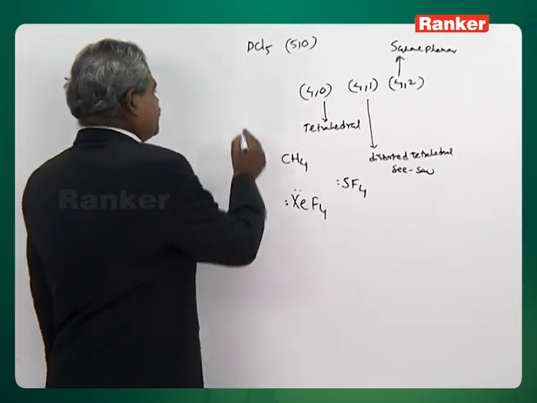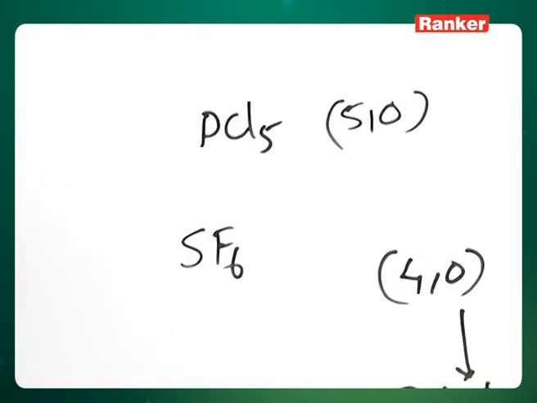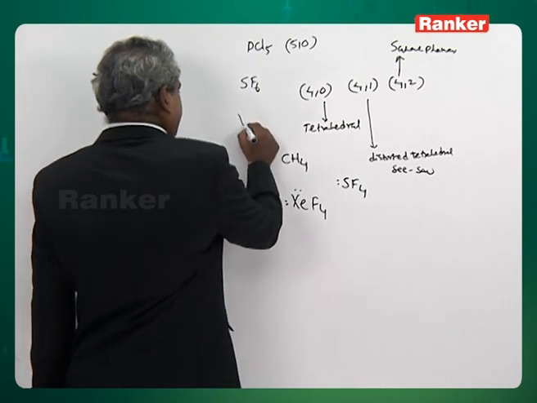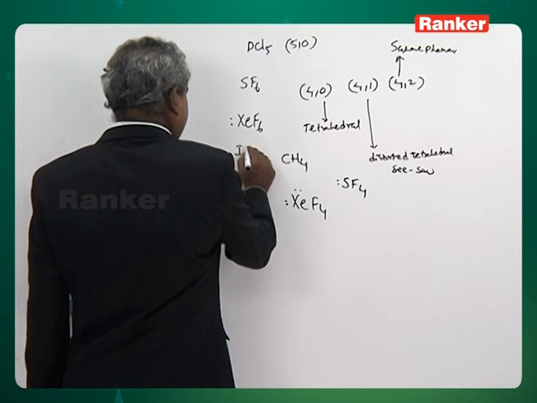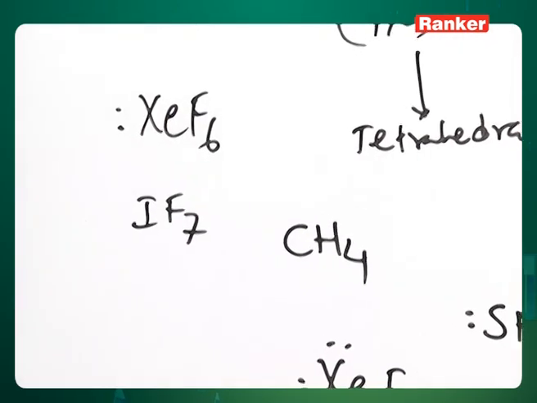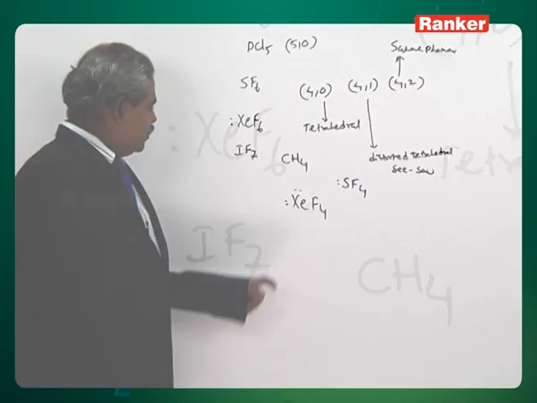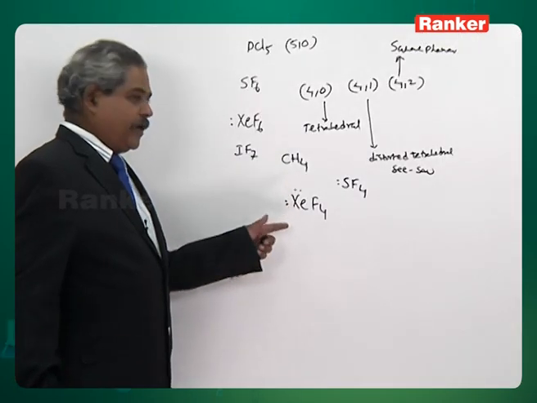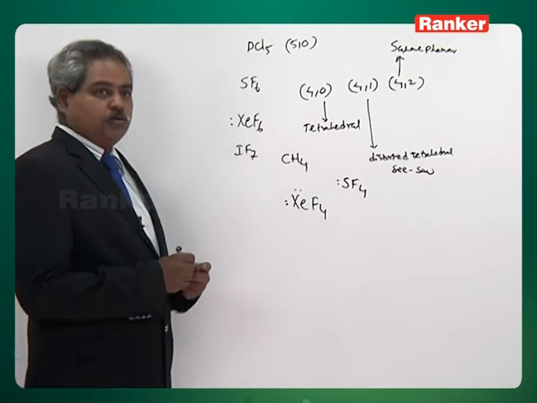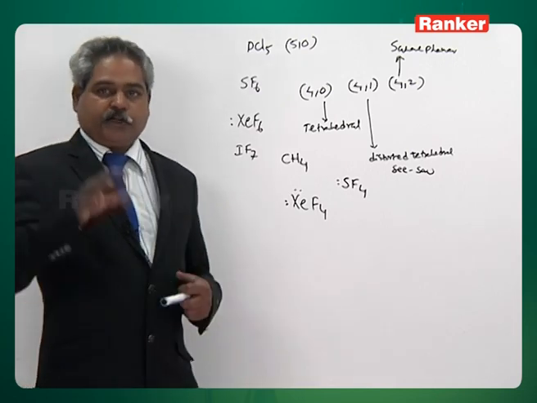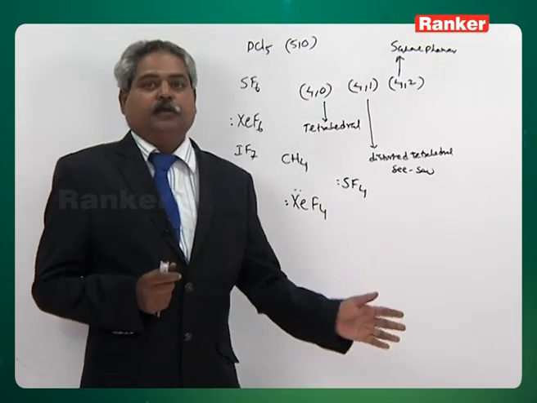So the moment I write SF6, you have to say 6 0. You don't see any lone pair. XeF6, 6 1. IF7, 7 0. Why 0? You don't see any. So when you don't see any lone pair, you call it 0, and when you indeed find lone pairs, you count them. So we have discussed some of the properties of elements and some of the properties of molecules, and we will discuss more.